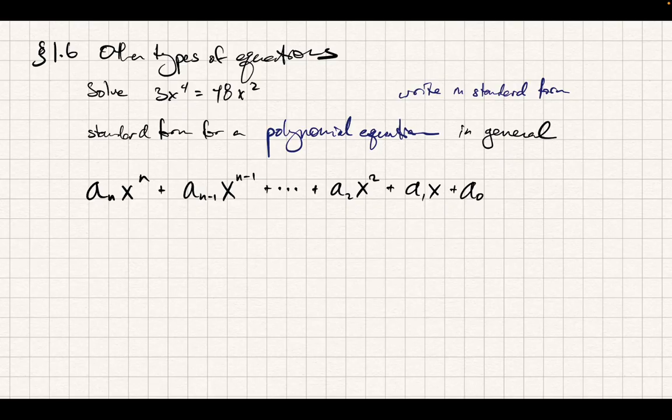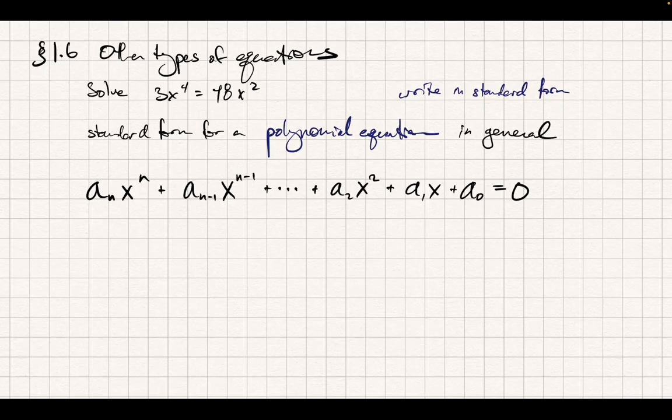And then what's my x term? Well, there's no x there. So x to the 0 is equivalent to what? 1. So I'm going to leave this off. This is my constant term. But if you insist on calling it a power of x, then this is x to the second, x to the first, and then this is equivalent to an x to the 0 term, but I don't have to write that. And then equals what? 0. So this is my standard form for a polynomial equation in general.